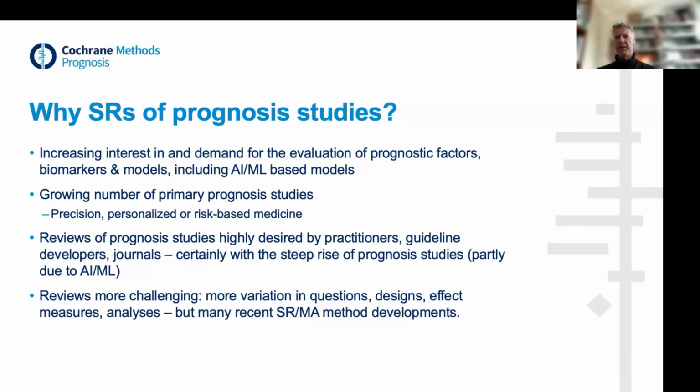With prognosis studies, there's much more variation in types of questions, in the designs used, in the effect measures used, in the statistical analysis. So the challenges are bigger. Now that's the bad news. The good news is that a lot of people around the globe have developed increasing templates and guidance for the different steps of how to do a review of prognosis studies. But it ain't easy, because we came further down the road to develop these.